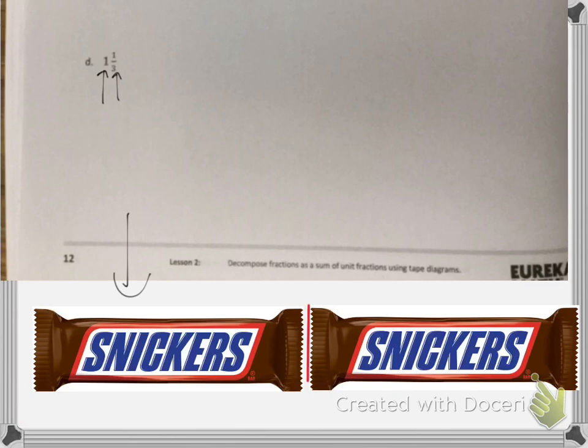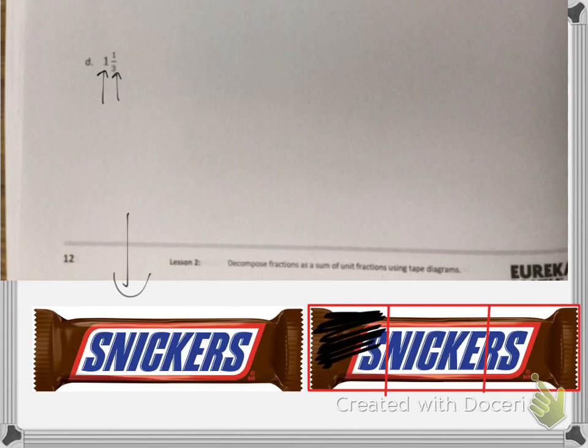So when we do the outline here, I'm going to cut this into thirds. And thirds. And it looks like it's 1/3 that's shaded in. So 1/3. Okay. Awesome. However, what is the first Snickers, the first whole Snickers that we have? What is it cut into as well?